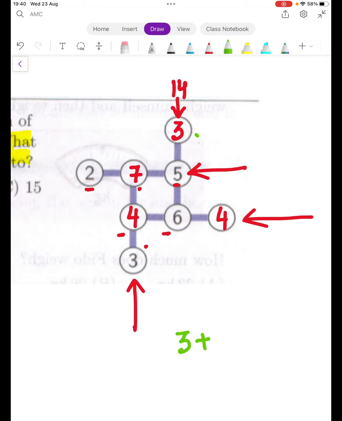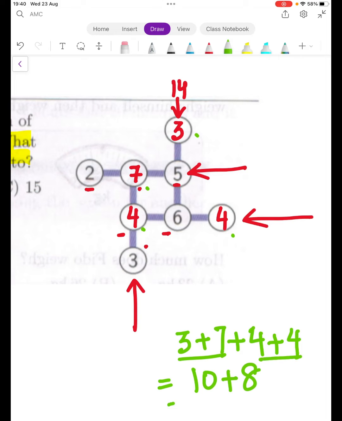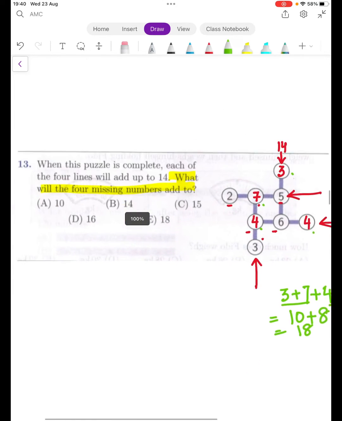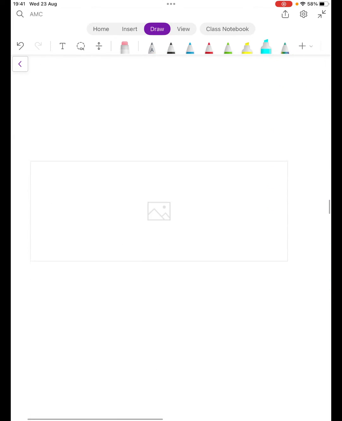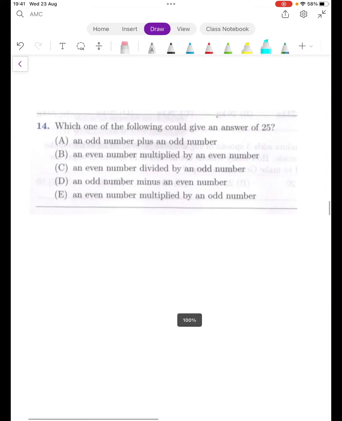So we have 3, 7, 4, and 4. These were the 4 missing numbers, and we can add, this is 10 and this is 8. So that's 18. So the 4 missing numbers add up to 18. 18 is our answer. Let's go to question number 14.